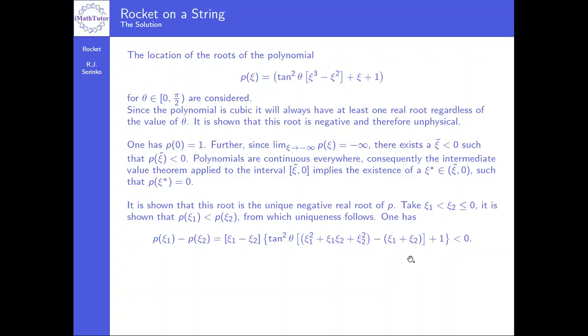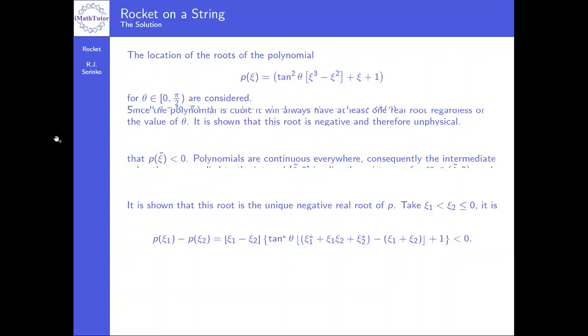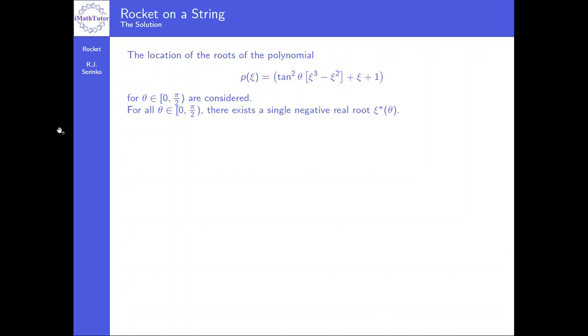Now, what we want to note here is this inequality. How do we arrive at that? Well, notice here, z1 and z2 are negative. I got a minus sign, so that's positive. Obviously, 1 is positive. We've got a square here, a square there, so both of those terms are positive. Both of these factors are negative, so the product is positive. Tan squared theta is positive. So this whole thing is positive. However, z1 is less than z2, so the first factor is negative. So that gives us this inequality, and therefore the negative real root is unique.